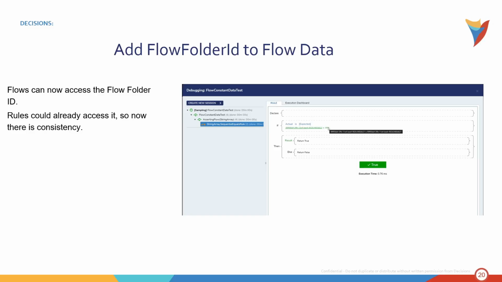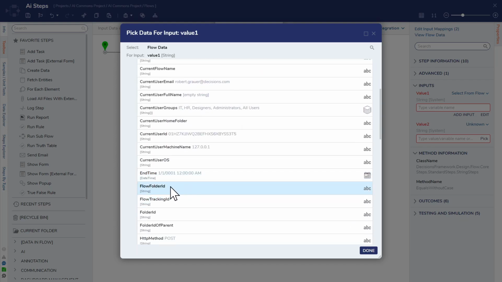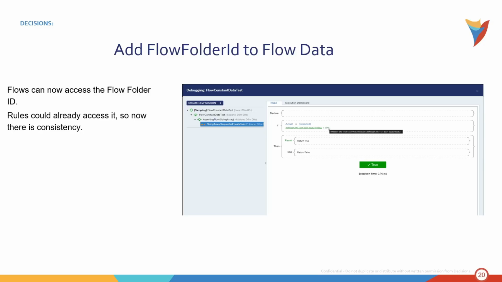We have some enhancements. So we've added some features to stuff that you already know and love. First one, flow data now has flow folder ID, part of flow data. Rules could already access it, but now there's consistency. You can access that information in flows as well. So add flow folder ID to flow data, new feature enhancement.